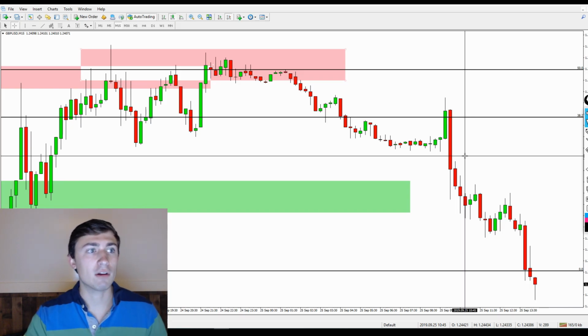Overall, this was a great trade here on GBP USD. Again, about $155 profit. I'll take that. I'll close out the trades and I'll be done for the day.